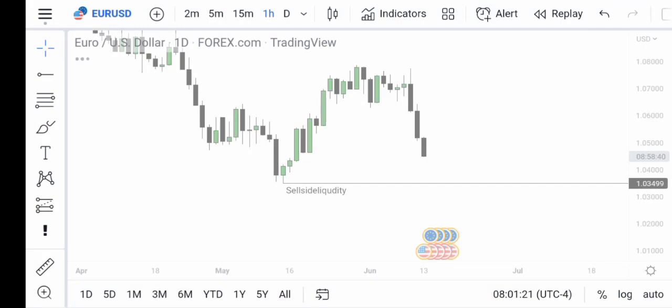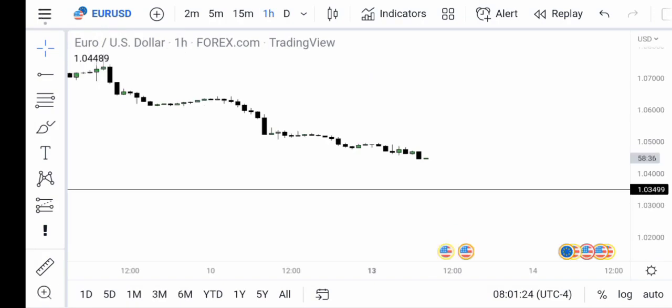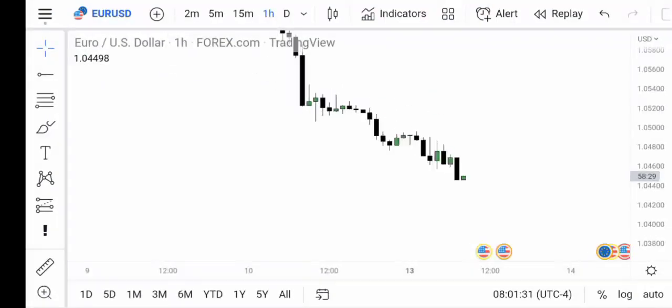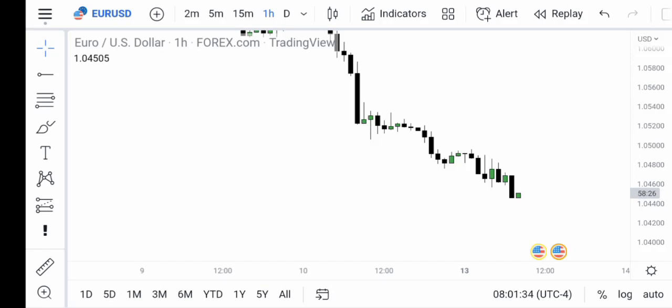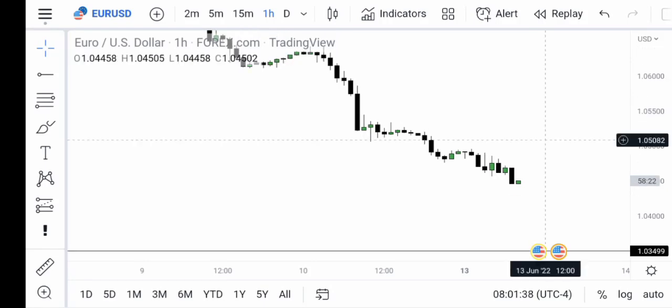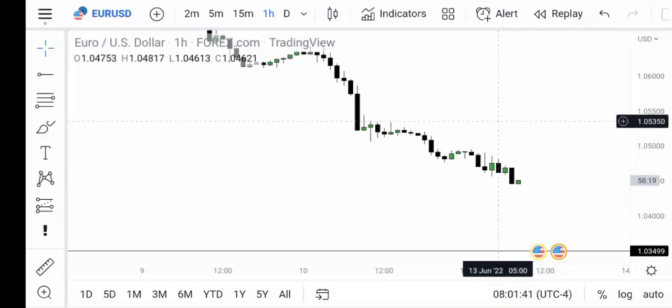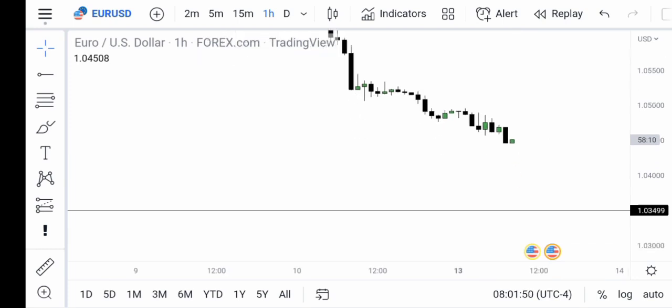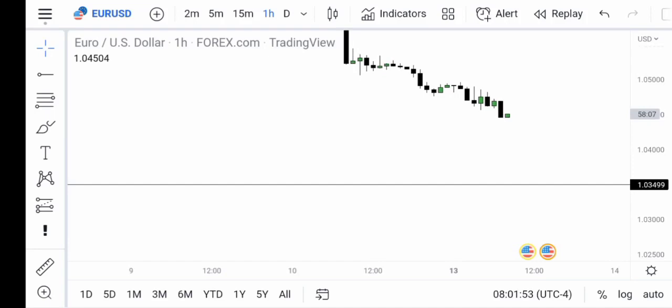Okay, let's go to the 1 hour. For the 1 hour, I expected price in the morning to go up a little bit, take some buy side liquidity, then continue down until it takes out the sell side liquidity I marked on the daily time frame.